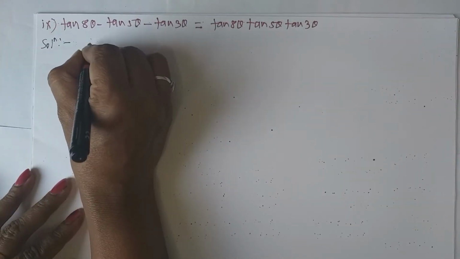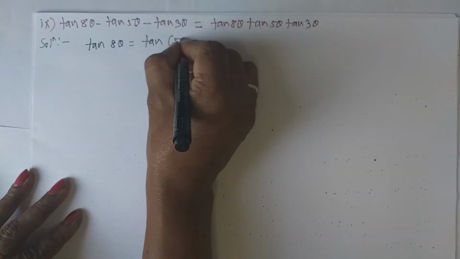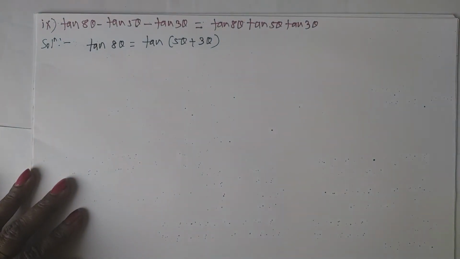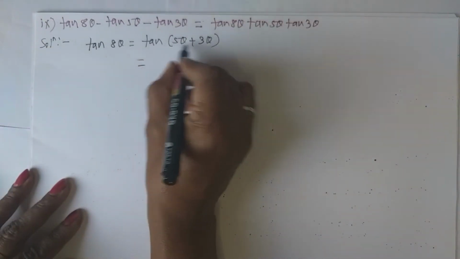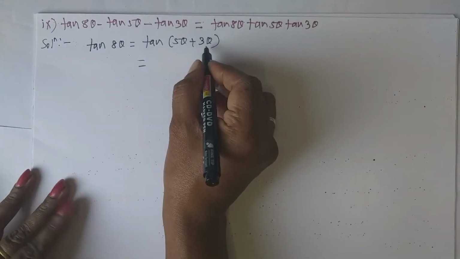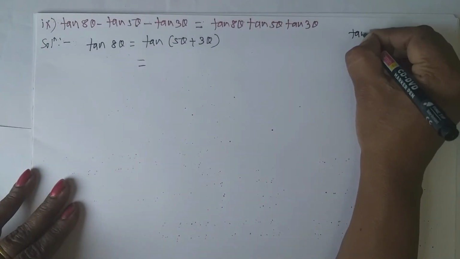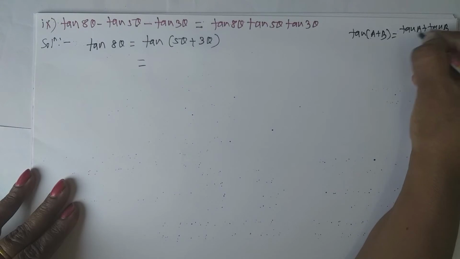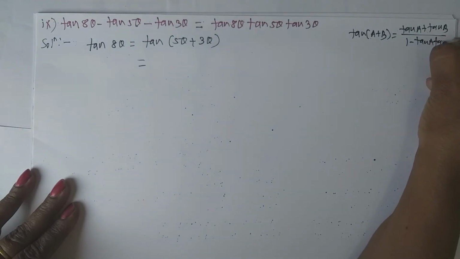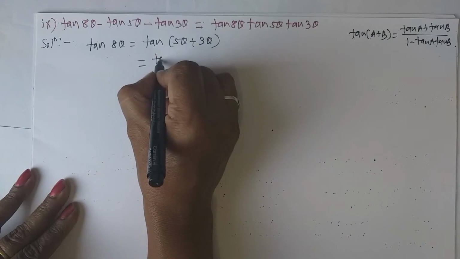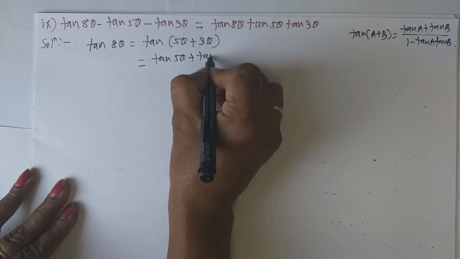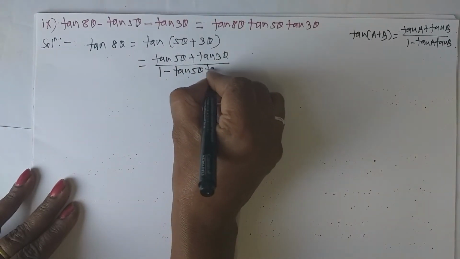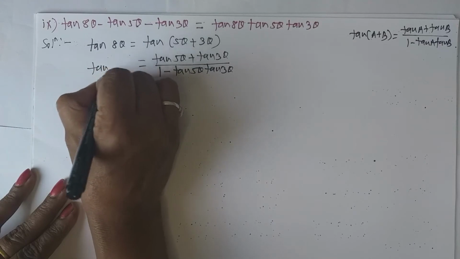Therefore, I can write tan 8 theta as tan 5 theta plus 3 theta. Okay. Then I will use the formula of tan a plus b here. Tan a is 5 theta, b is 3 theta. What is formula for a plus b? Tan a plus tan b divided by 1 minus tan a tan b. I will use this. Now this will be tan 5 theta plus tan 3 theta divided by 1 minus tan 5 theta into tan 3 theta, and write down this tan 8 theta as it is.